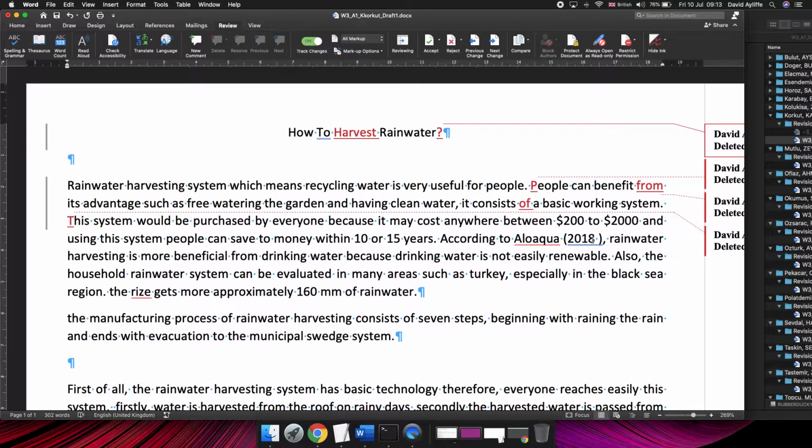According to Aloaqua, rainwater harvesting is more beneficial from drinking water. Don't understand. Because drinking water is not easily renewable. Don't understand. Also, the household rainwater system can be evaluated in many areas such as Turkey.